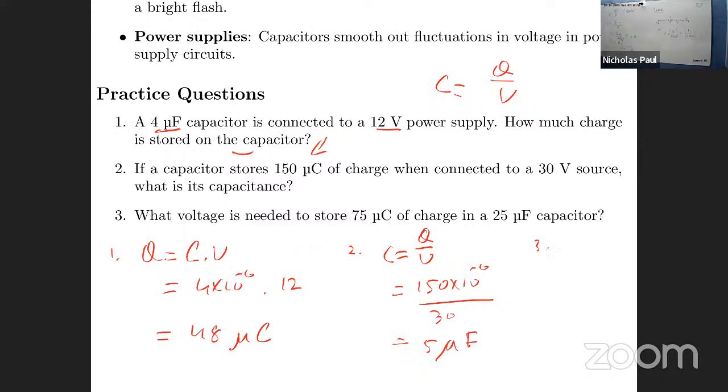Number 3, they want the voltage. We know that voltage is equal to Q over C. Right? What voltage is needed for 75 microcoulombs, sorry, of charge and 25 microfarads. So both of them are micro, right? So that's 25 over 75. Right? 0.33 volts. That's okay? So we're just manipulating this.